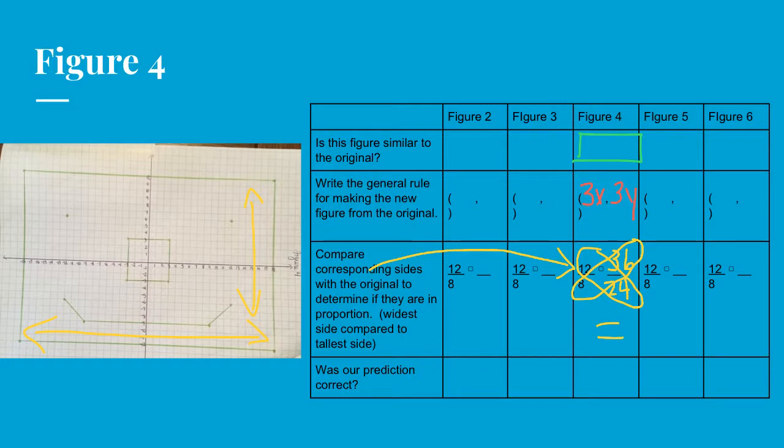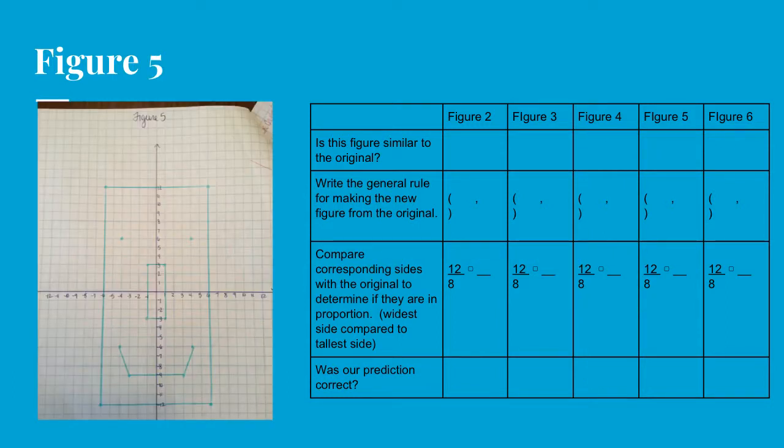So we're going to check our predictions. You decided whether you thought that was similar to the original figure, and we need two things for it to be similar. We need the same scale factor used as our multiplier, so we have 3 times wider and 3 times taller. And we need the sides to be in proportion. So check your prediction, and this one, yes, it is similar.